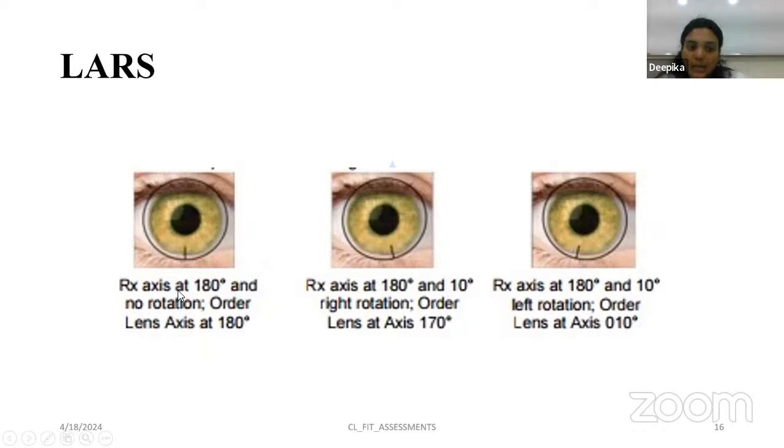If the prescription axis is at 180 degrees and there is no rotation, then we have to order the same power. Same procedure for prescription axis at 180 and 10 degrees right rotation. If right rotation is there, then we have to subtract, which is going to be 170 degrees, which will be the final Rx. Same for the prescription in which the 180 axis is there and 10-degree left rotation is there, we have to add and then give 190 degrees.